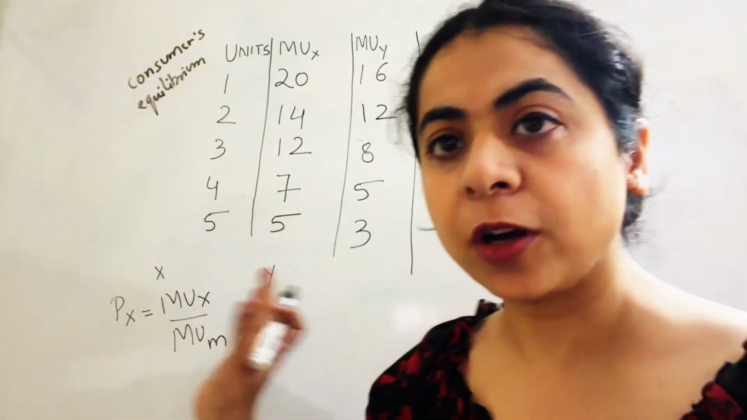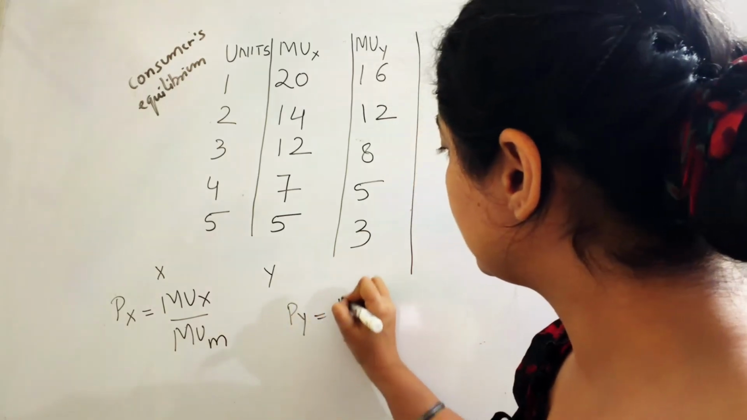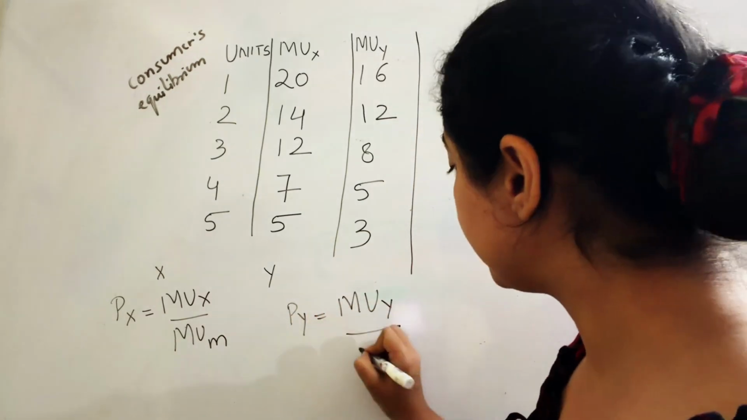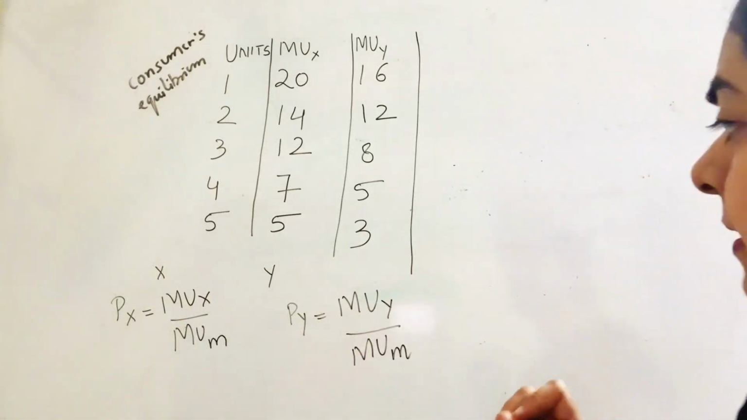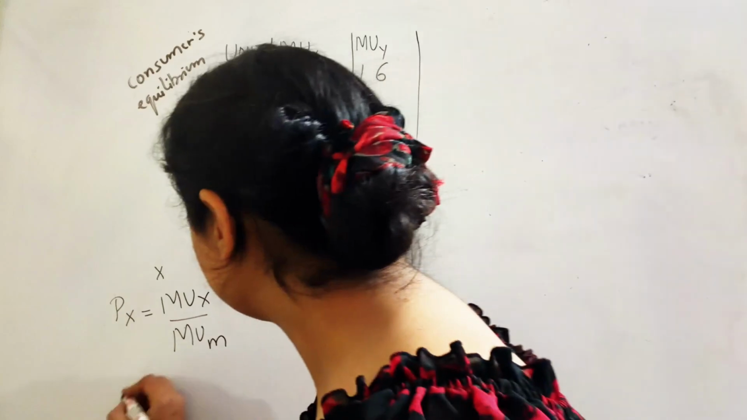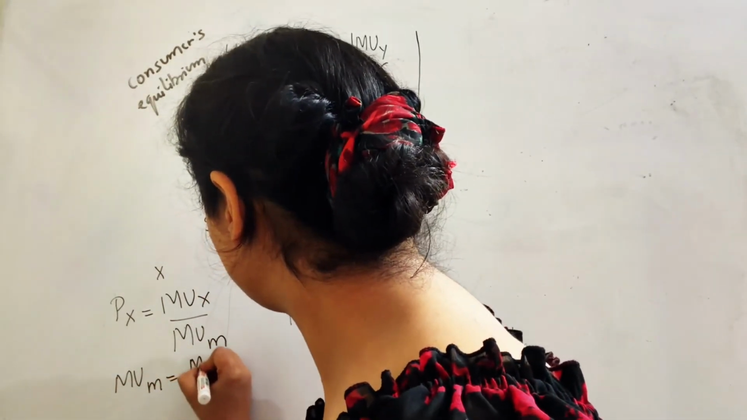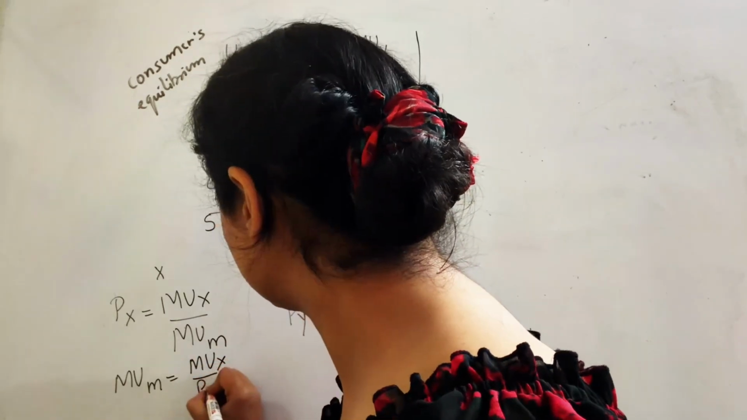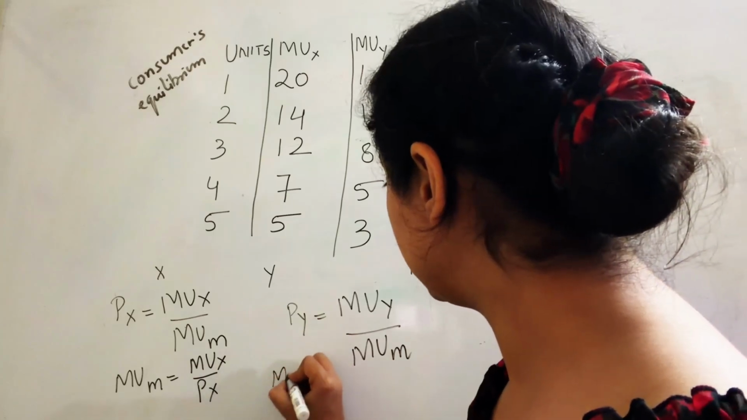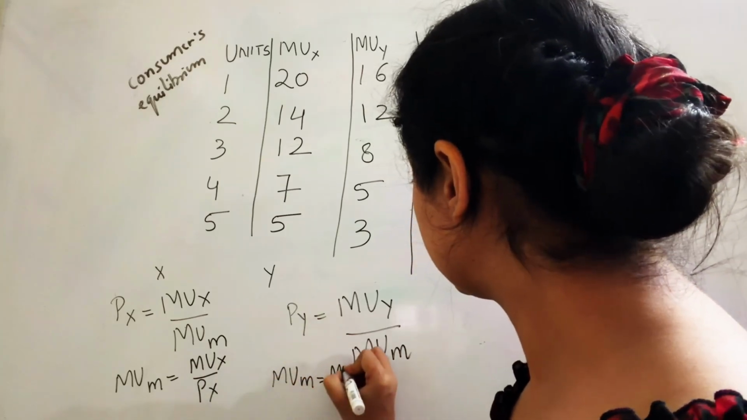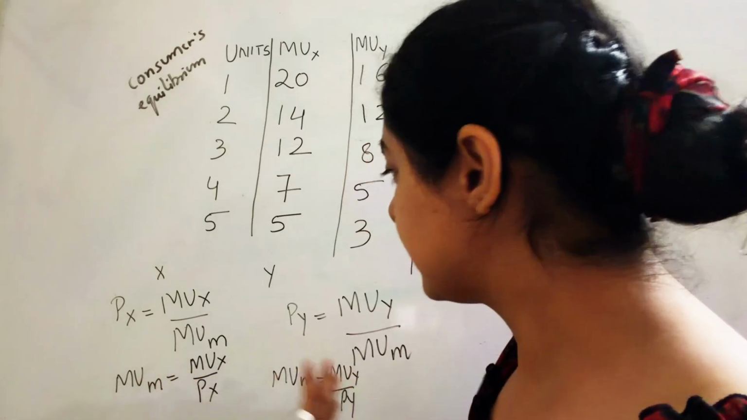So this will be the condition for X commodity, and similarly for Y, price of Y is equal to marginal utility of Y divided by marginal utility of money. Since we can rearrange this, we can write it like this: marginal utility of money is equal to marginal utility of X upon Px. Similarly, we can write marginal utility of money here as MUY upon PY.